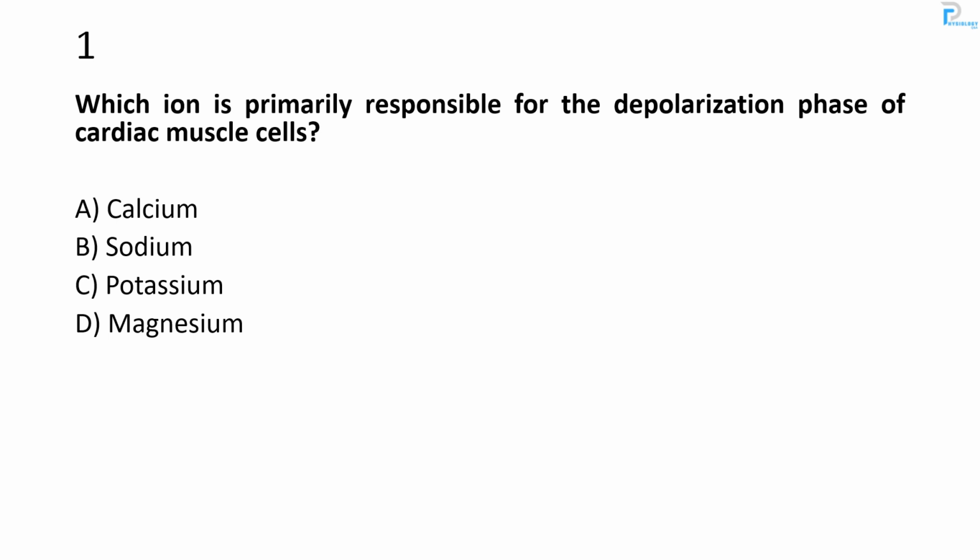Which ion is primarily responsible for the depolarization phase of the cardiac muscle cells? For the depolarization of cardiac muscle cells, we know that the action potential of cardiac muscle has 4 phases. Phase 4, that is the resting membrane potential, followed by phase 0, which is the depolarization. And the depolarization in cardiac muscle is caused by sodium ions. So influx of sodium ions causes the cell to depolarize, meaning there will be a decrease in membrane potential, and that decrease in membrane potential we call depolarization.